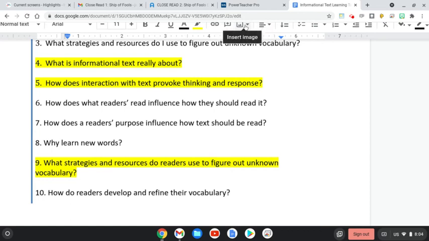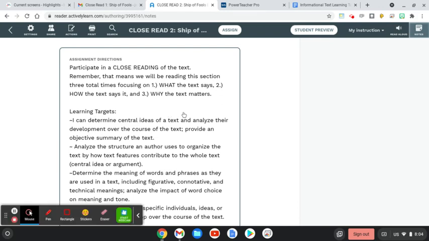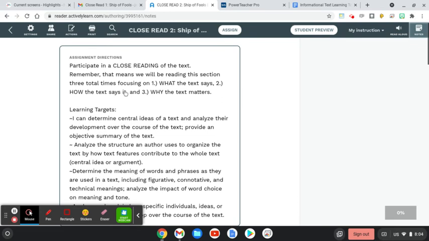We will be close reading the text today, and as we close read this section that we actually read already yesterday, we're going to be looking at something different in this first opening phase. Remember, when we close read, we read the text 3 different times. First, for what this text says, second, for how the text says it, and lastly, for why the text matters.